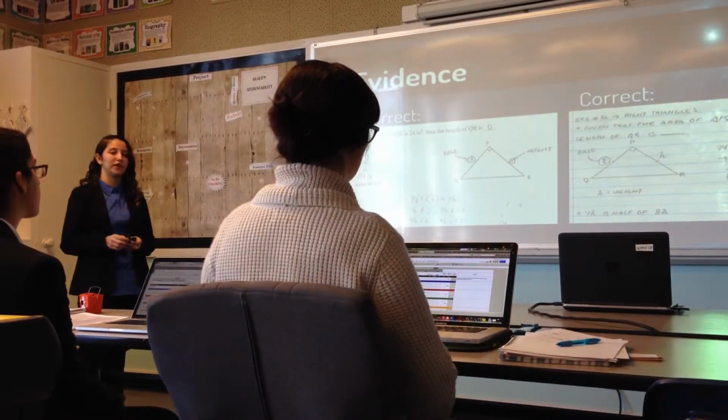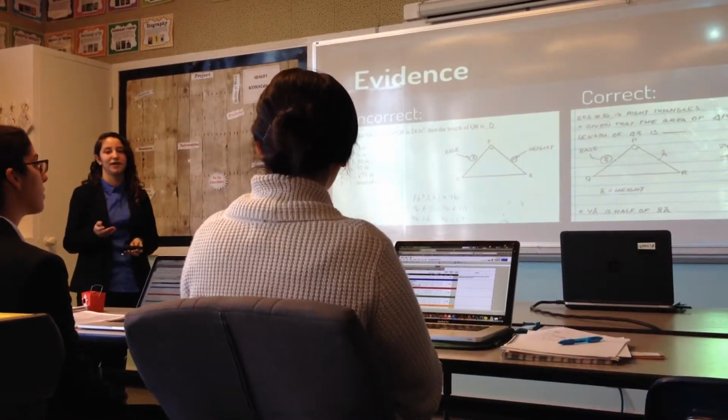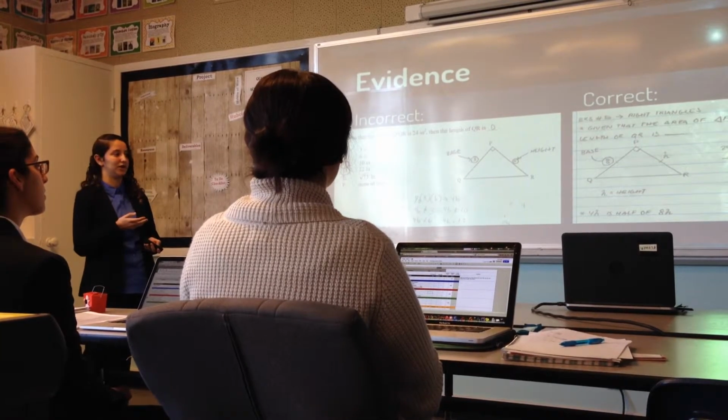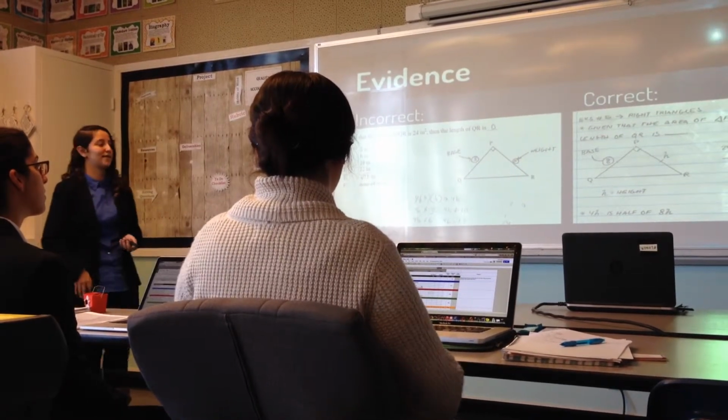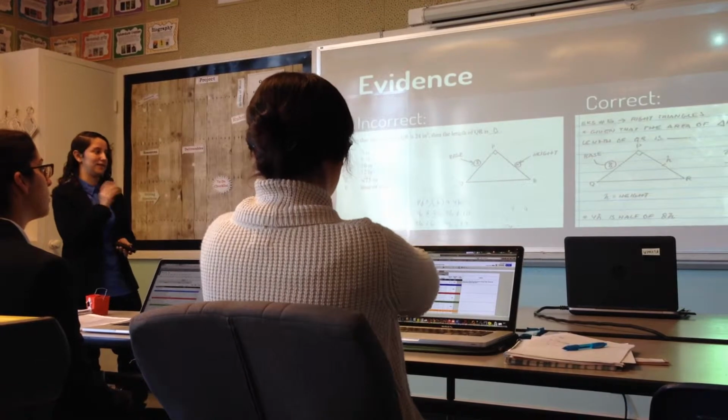This gave me 24 equals 4h, and I divided both sides by 4 using inverse operations to find out what the height was. This tells me that the height was equal to 6 units.